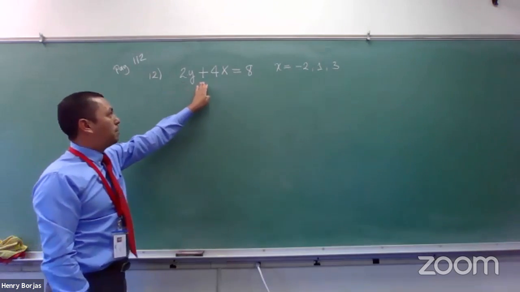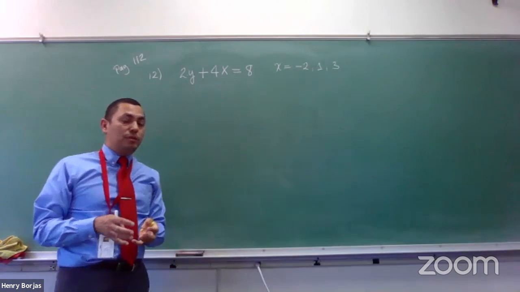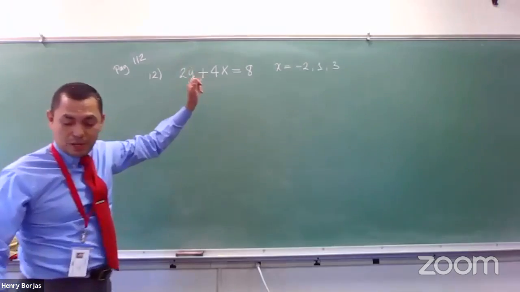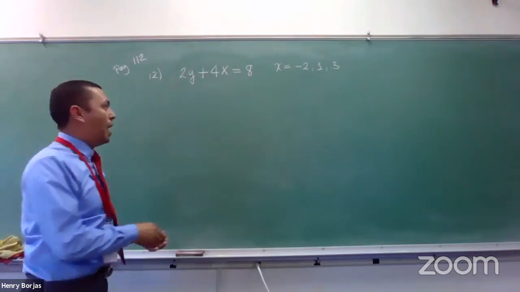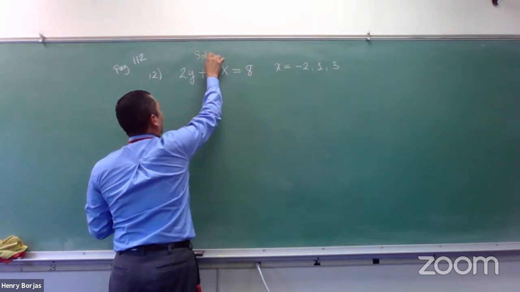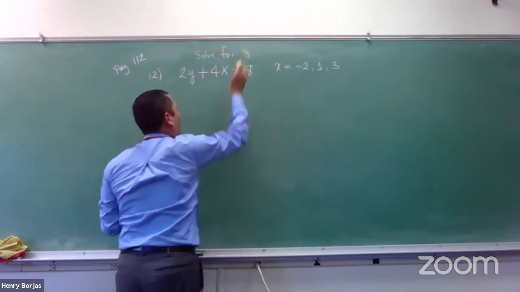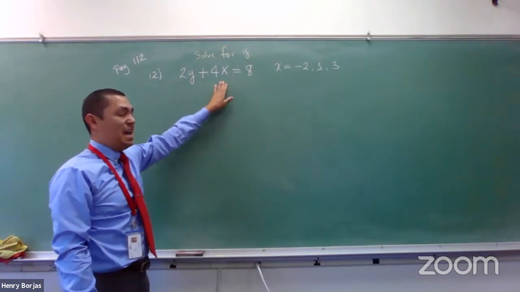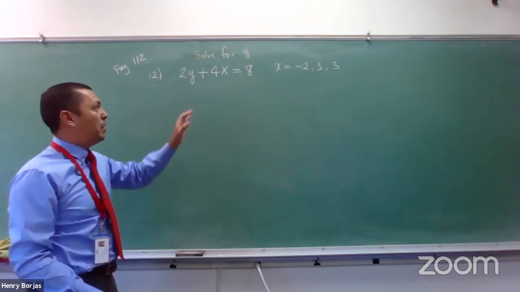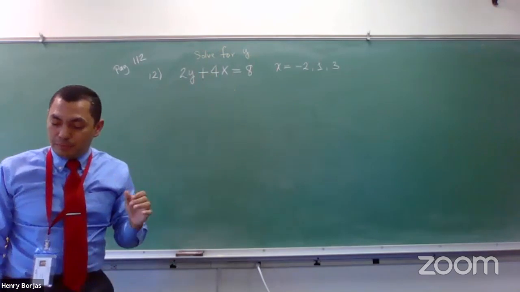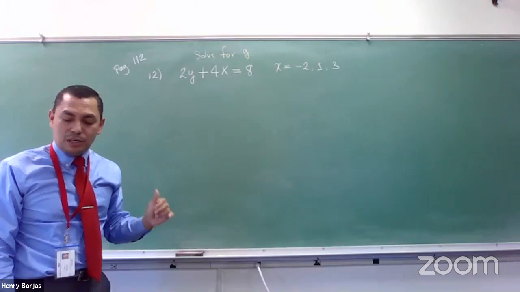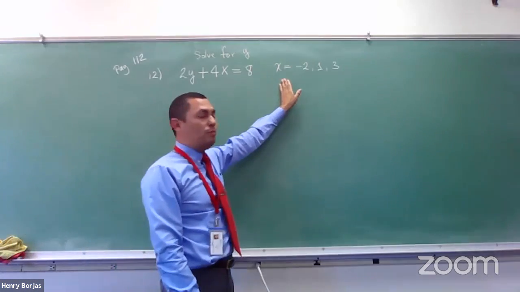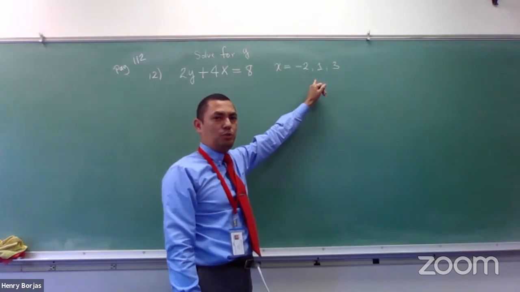So the problem says 2y plus 4x equals 8. The problem starts with: solve each equation for y. Now, as you can see, we have two variables, y and x. Every time I'm going to tell you for which variable you are going to solve. In this case, from problem 11 to problem 18, they are asking you to solve for y, and then we're going to evaluate the values of x, in this case, -2, 1, and 3.